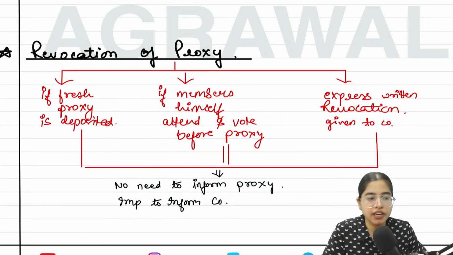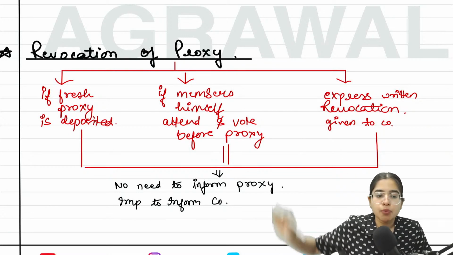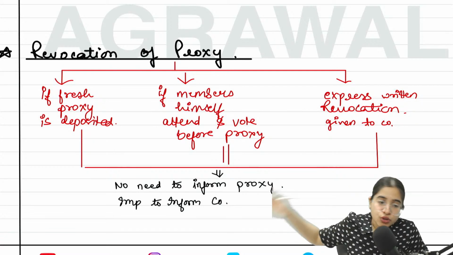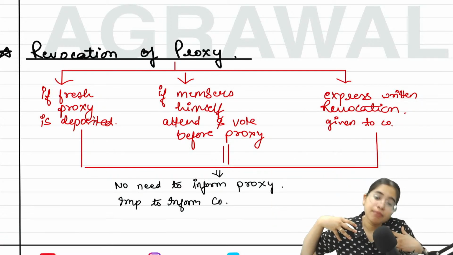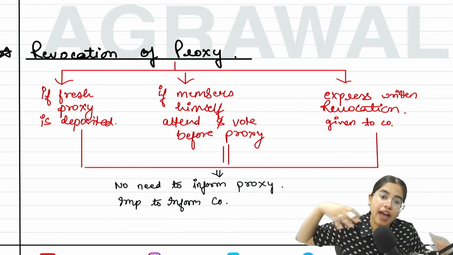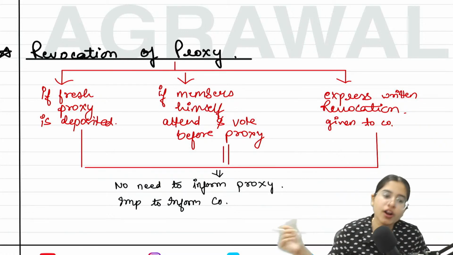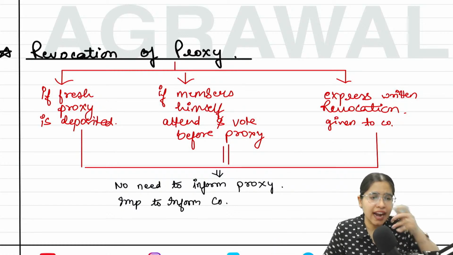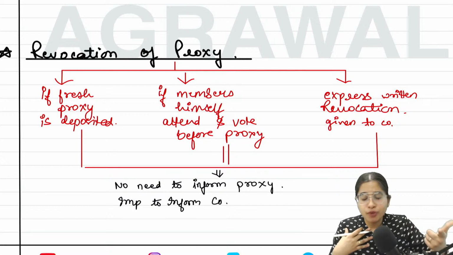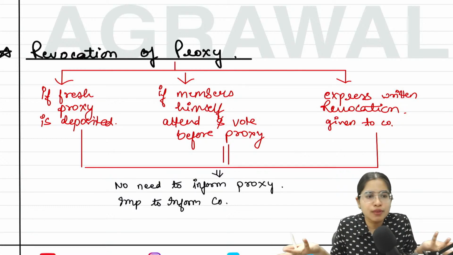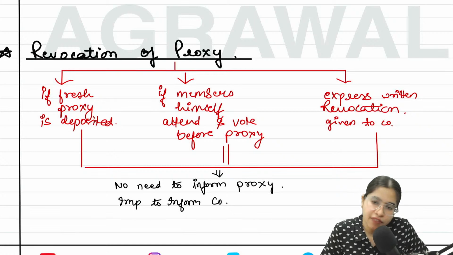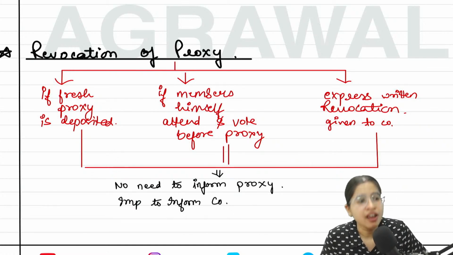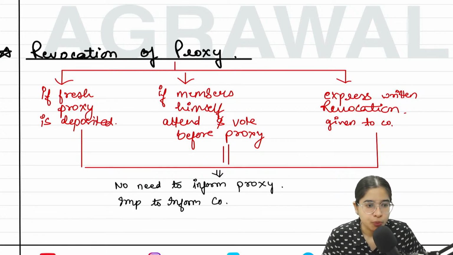Number two, if the member himself attends and votes at the meeting before the proxy. I appointed Ankush as my proxy, and before Ankush could attend the meeting and vote, I myself attended the meeting and I myself did vote before Ankush could vote. In that case, obviously the proxy will be of no use now. So if the member himself attends and votes at the meeting before the proxy could vote, then the proxy will be deemed to be revoked, deemed to be cancelled.